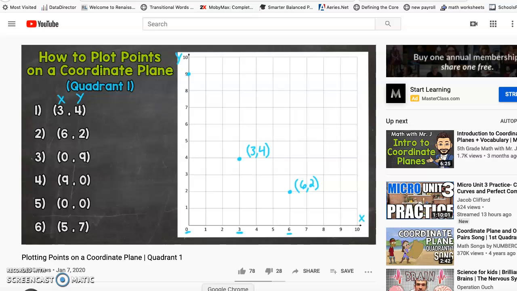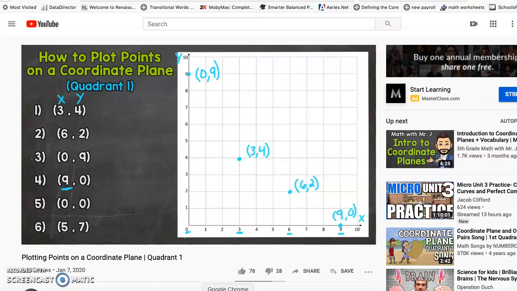Now, number 4 is 9, 0. That is not the same as 0, 9, because here, for number 4, our 9 is our x-coordinate. So we go over 9, and up 0. So we plot a point on our x-axis there. And we can label this one. So 9, 0. And I'm going to label the last one. This one was 0, 9.